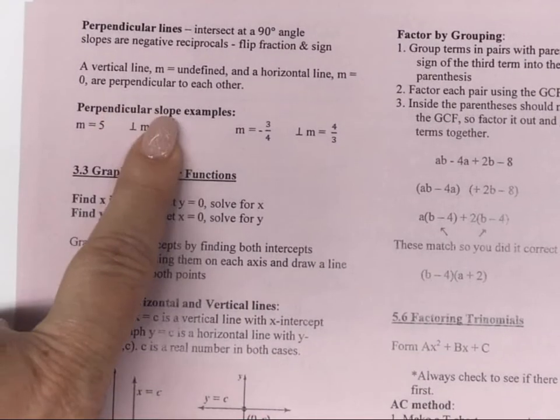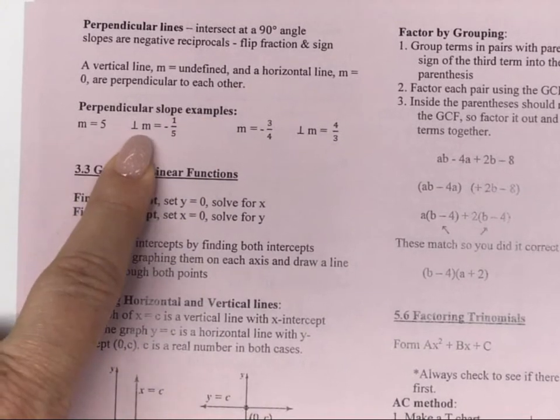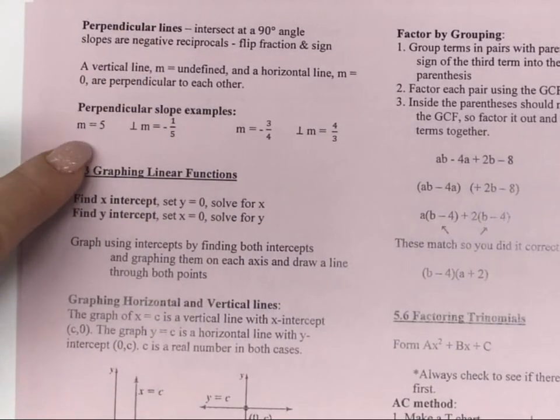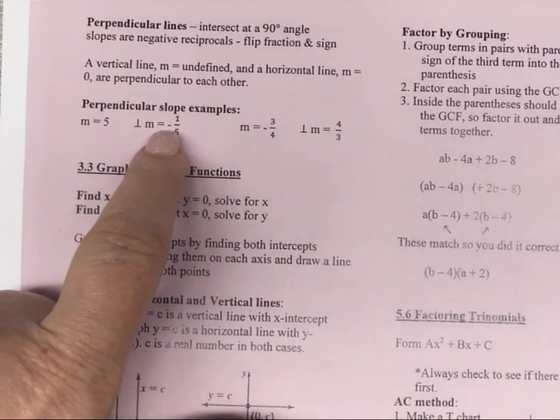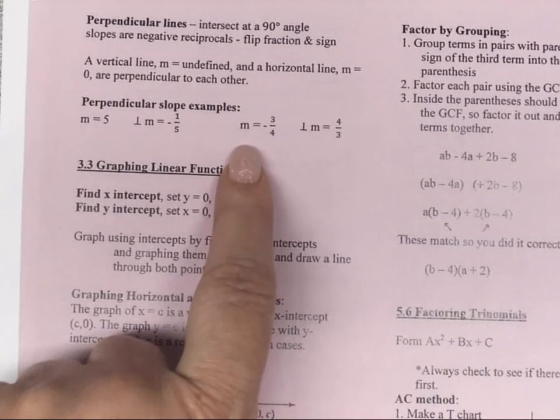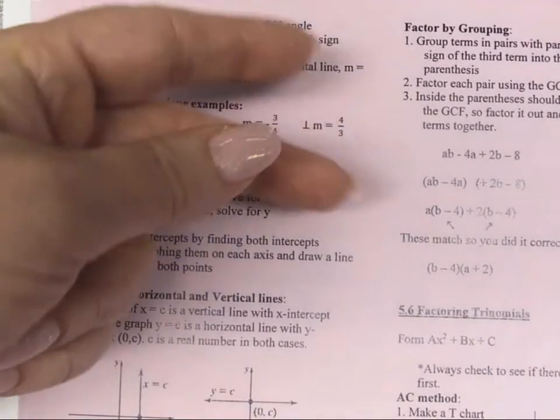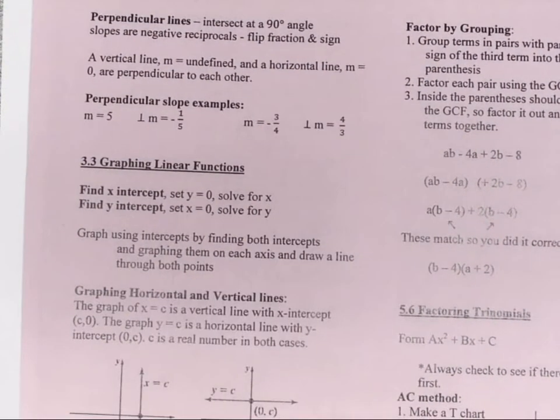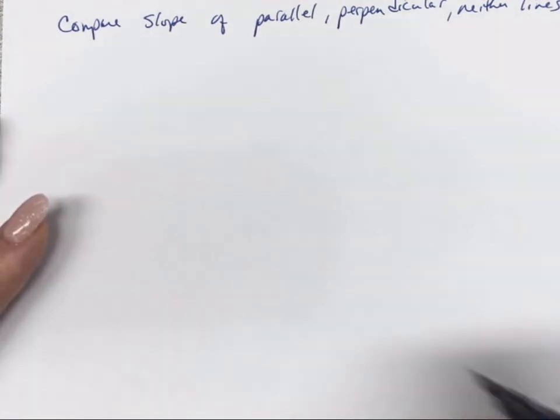So for some perpendicular slope examples, if our slope is m equals 5, our perpendicular slope, that's what that little symbol is, a mathematical way to say perpendicular, is equal to -1/5. So 5 over 1, flip the number, and it's now going to become negative. If we have a slope of -3/4, our perpendicular slope is, flip the fraction, so 4/3, and flip the sign from negative to positive. So let's go look at a couple of examples.